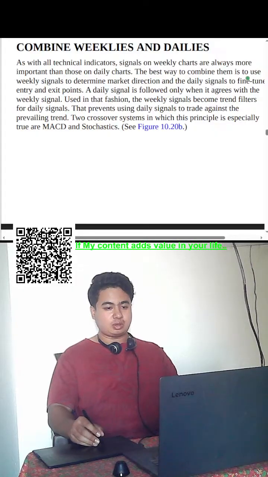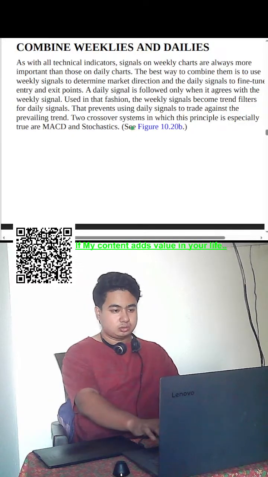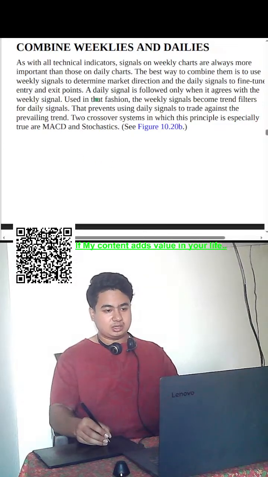So the best way to combine them is to use weekly signals to determine market direction and the daily signal to fine tune the entry and exit points. A daily signal is followed only when it agrees with the weekly signal.